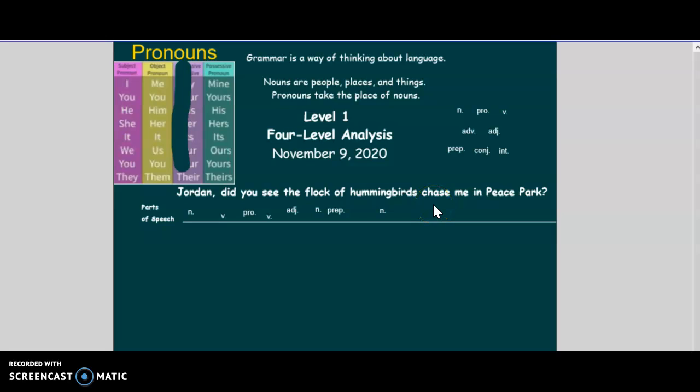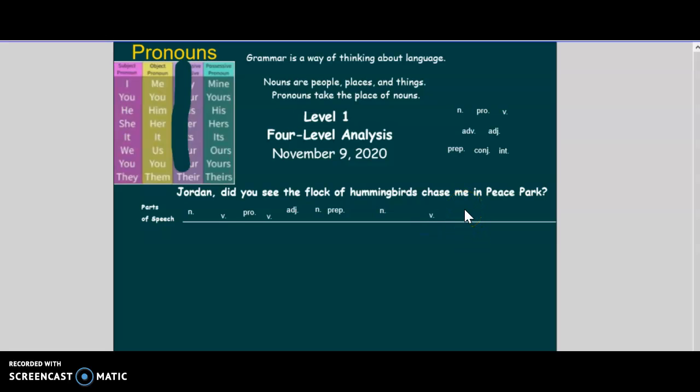Chase, the way it's used in this sentence. So, Jordan, did you see the flock of hummingbirds chase me? Here, is chase a person? No. Is chase a place? No. Is it a thing? No. So it must be an other, right? Something someone can do. It's a verb.